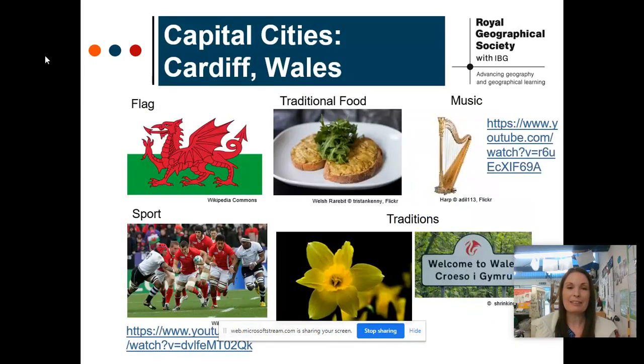In Wales, the capital city is Cardiff. Wales has a wonderful flag with an amazing red dragon on it, and the national flower for Wales is a beautiful daffodil, and Wales loves rugby. So if you'd like to find out some more about Wales, you can follow the YouTube links and also listen to some wonderful Welsh music played on a beautiful instrument called the harp.